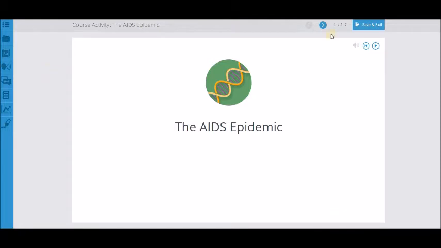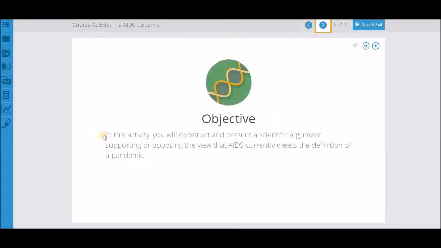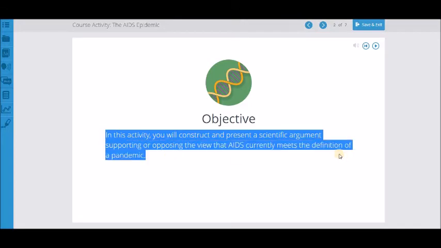It is called the AIDS epidemic, and there's only 7 pages, most of which is, you know, not much. You're going to be doing most of the work here. In this activity, you're going to construct and present a scientific argument supporting or opposing the view that AIDS currently meets the definition of a pandemic.